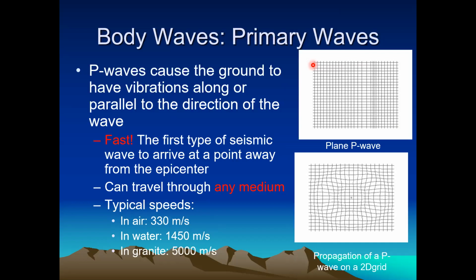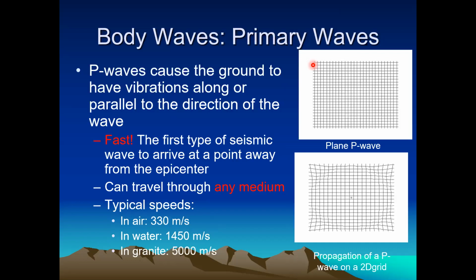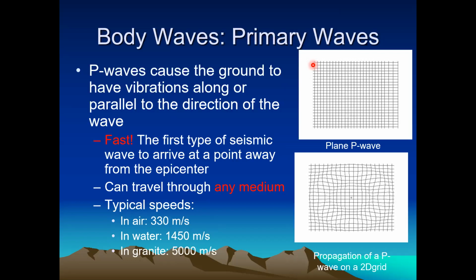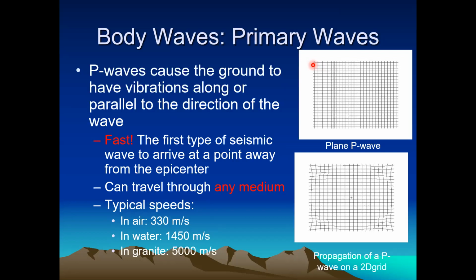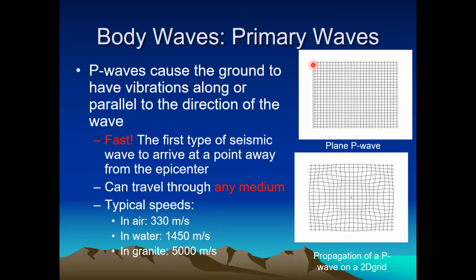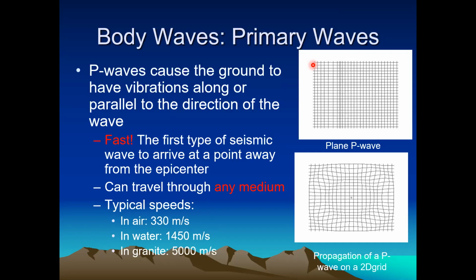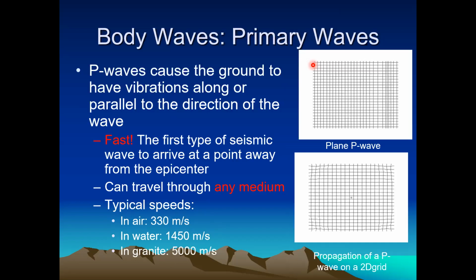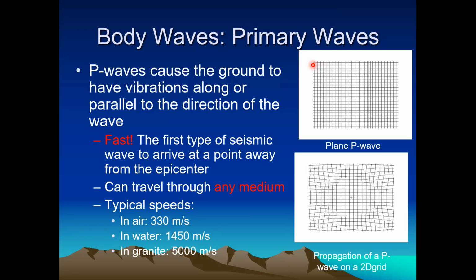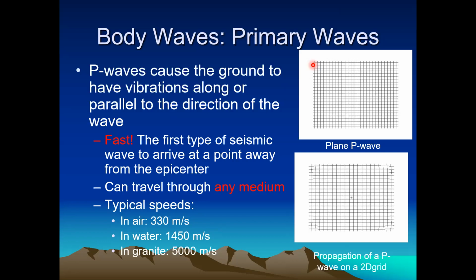And if you look at the little video to the right, you see what's happening. The rocks are being expanded and compressed, kind of like a slinky, if you remember the old toy slinky and how it works. So this is the fastest of the waves, the first one to arrive at a point away from the epicenter. They can travel through rocks, they can travel through fluid, and their typical speeds will vary depending on whether it's in air, in water, or in granite. If it's in air, they travel at about 330 meters per second, in water at about 1,450 meters per second, and in granite at about 5,000 meters per second.